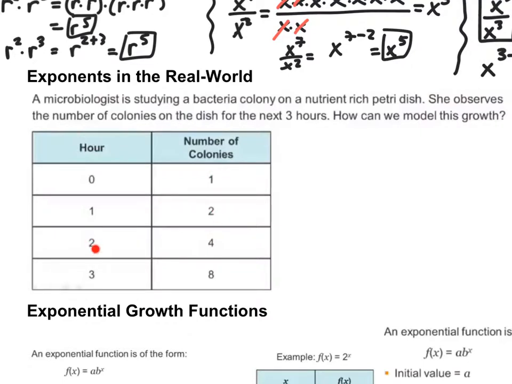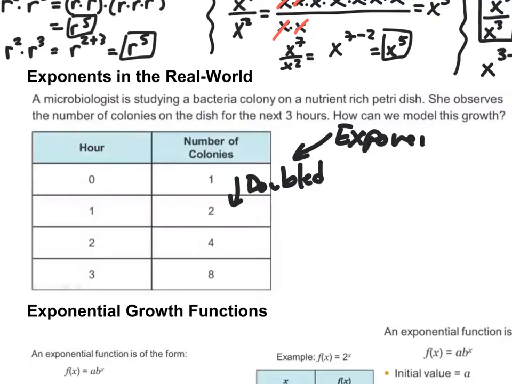After 2 hours, you have 4, which is double what you had from 2. And after 3 hours, you have 8, so that's doubled. Each of these is doubled. They keep getting multiplied by 2. So what we do is model that using an exponential function. This is what we call exponential growth.